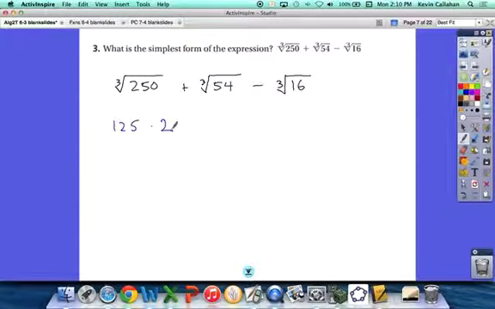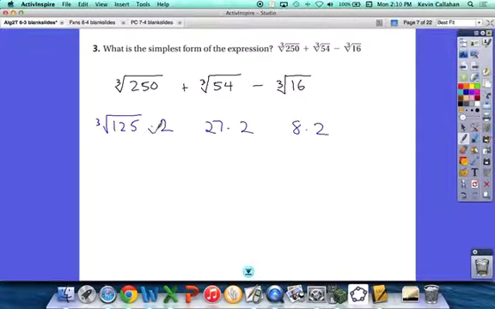And the 54 is not a perfect cube, but what's a factor of 54 that is? I mean, at this point, you should be thinking, what do you get if you divide 54 by 2? 27. Is 27 a perfect cube? Yeah, that's it. So 27 times 2. And how about 16? Is 16 a perfect cube? No. Does it have a factor that's a perfect cube? 8. Right? 4 is not a perfect cube.